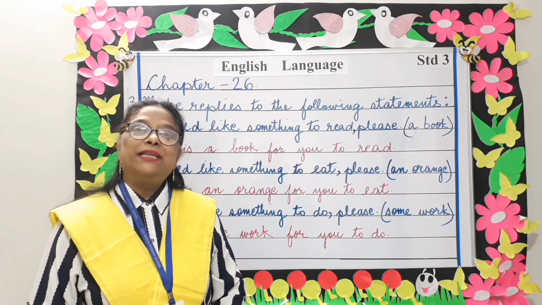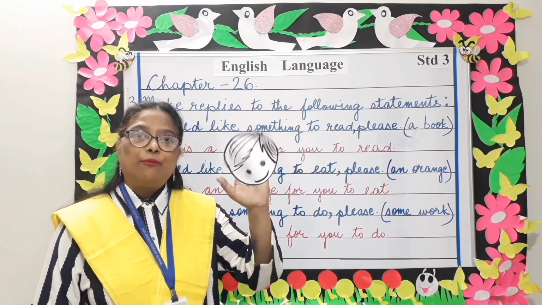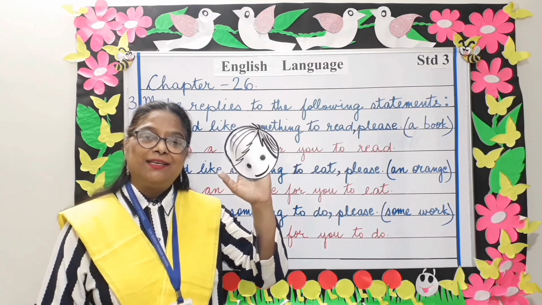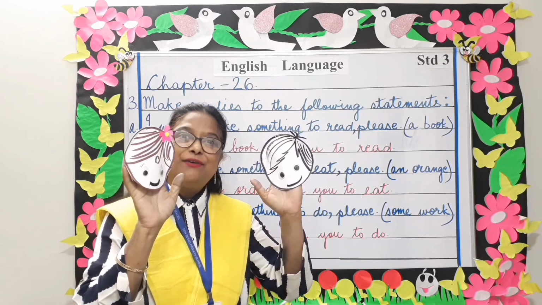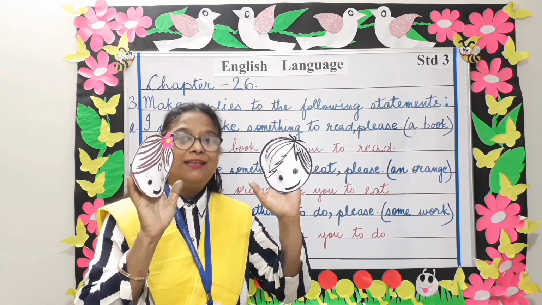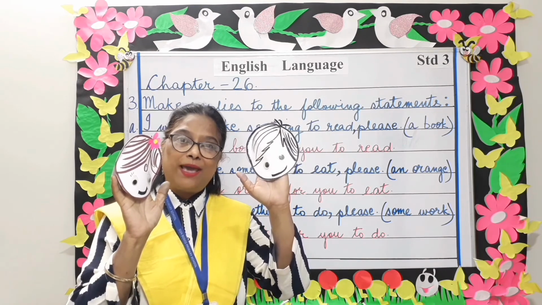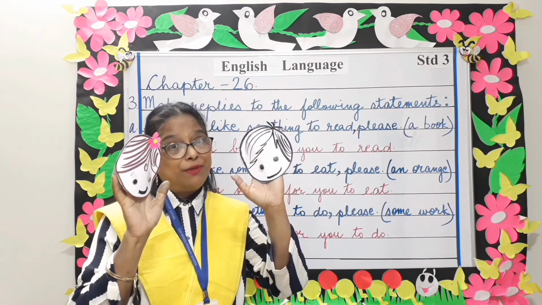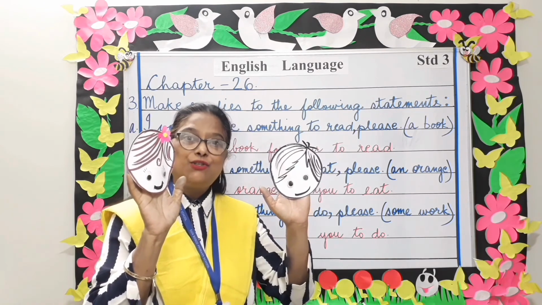Now, if somebody makes a polite request like, I would like something to drink, please, you may reply, here is a cup of tea for you to drink. Or, I would like something for my sister to wear, please. You may reply, here is a dress for your sister to wear.